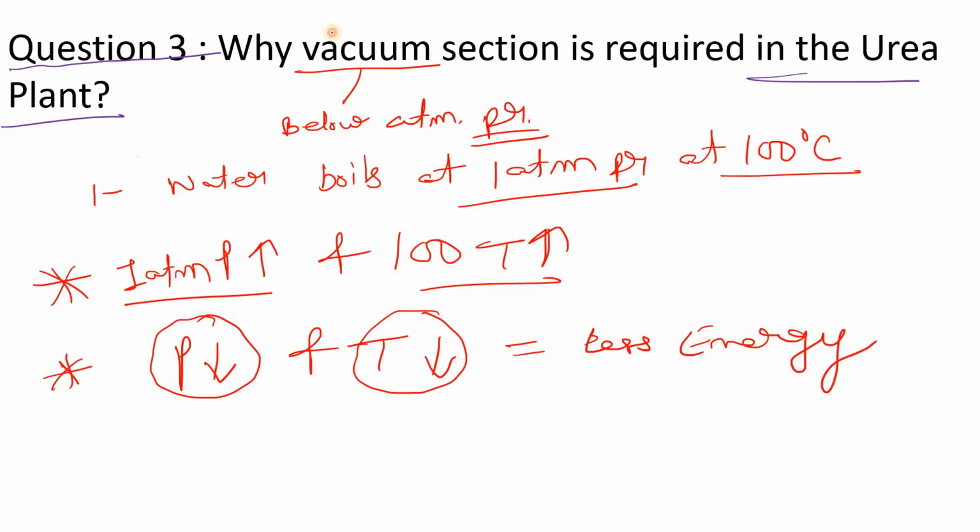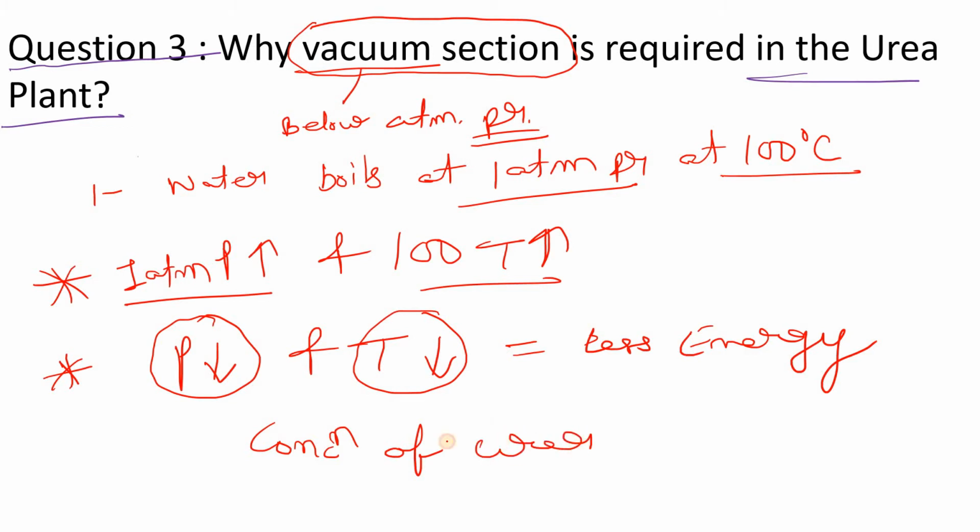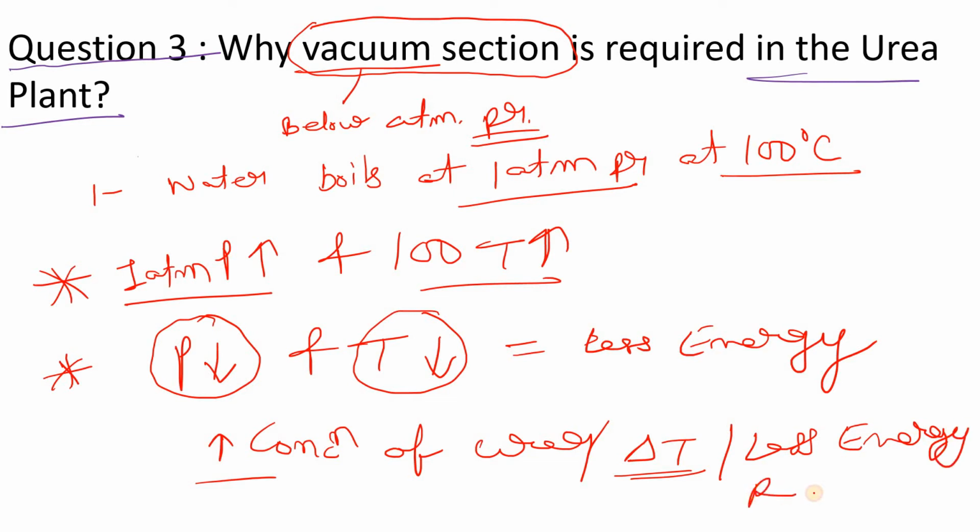So the same concept applies here when we use the vacuum section to increase the concentration of urea. It also gives us the economical delta T, so that less energy is required. I hope you got the point. That is very important. That's why we use the vacuum section in the urea plant.